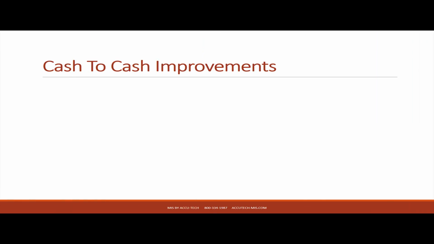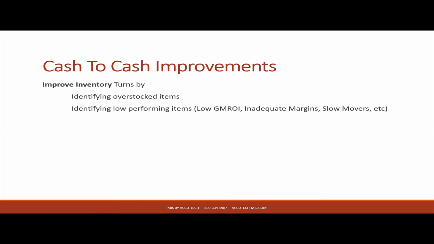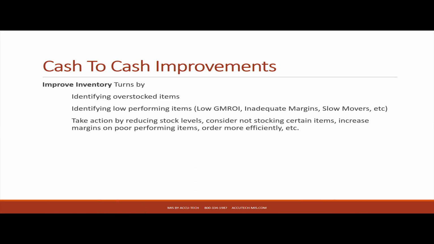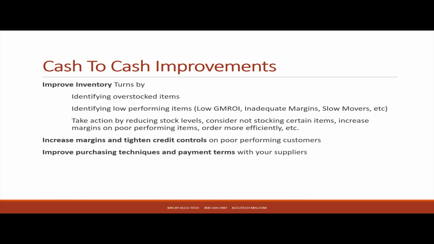The AccuTech consultation team can assist your management team in examining each of these components and assist with improving your inventory turns by identifying overstocked items, identifying low-performing items, taking action by reducing stock levels, considering not stocking certain items, increasing margins on poor-performing items, and ordering more efficiently. We can also help identify unprofitable customers along with customers that may be abusing your credit policies, and teach you better purchasing techniques which can lead to longer payment terms with your suppliers.